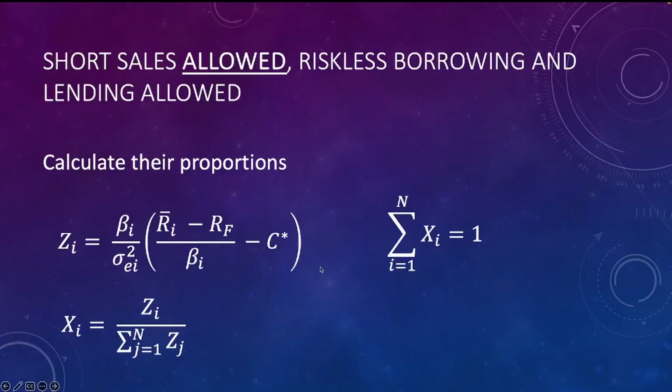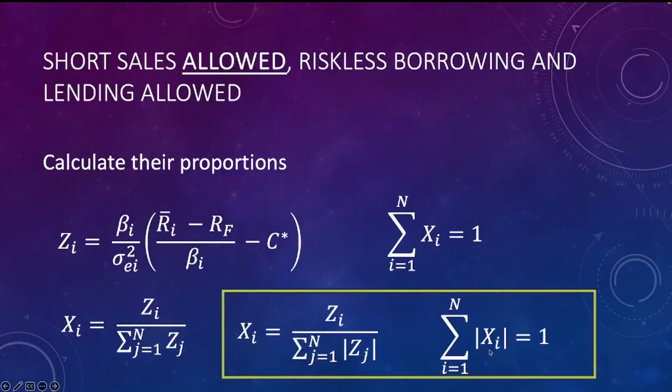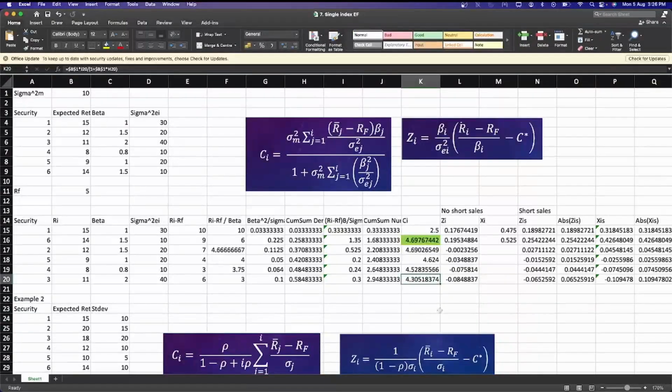And in order to avoid that, we want to have this property, which is the sum of the mod of Xi should be equal to 1. And in order to get that, we make a small change in how we calculate Xi, which is, instead of dividing it by the sum of Zi, we divide it by the sum of the absolute values of Zi. That's the only change.